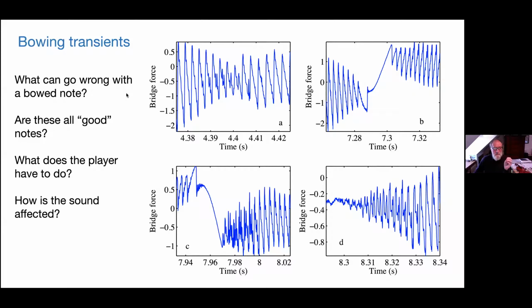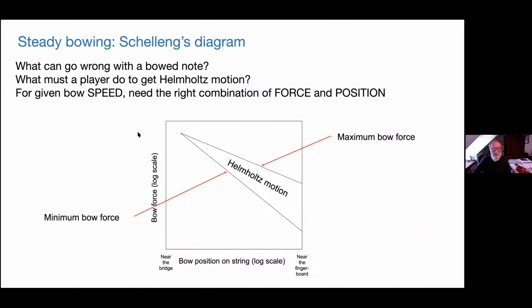So we need to know what can go wrong when you bow a note. Everyone knows that you can do all kinds of horrible things with a bow on a string in a way that you can't do with a plucked string. It always sounds all right. Are these good notes or not? How did the player create them? And how do these different transients affect the sound? Those are things we want to explore.